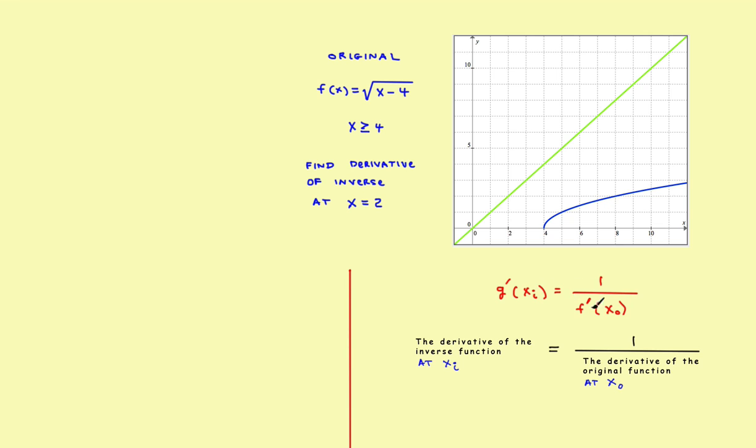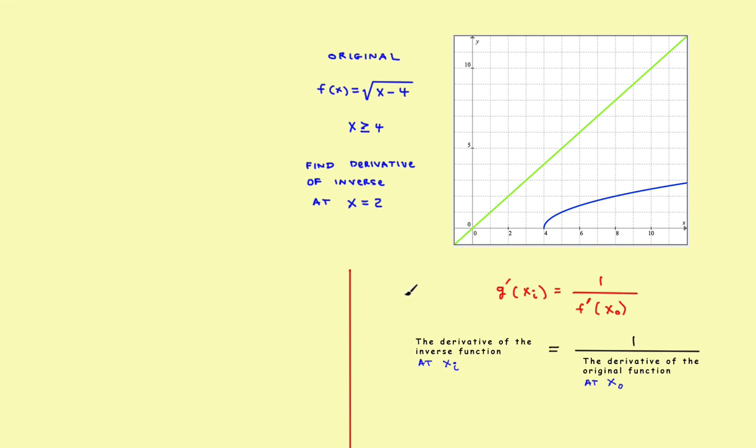And we also expressed this rule in words like this. What this says is that the derivative of the inverse function at some x_i is equal to 1 over the derivative of the original function at some x_o. And again, if you need to, watch that first video and you'll be familiar with where this comes from.